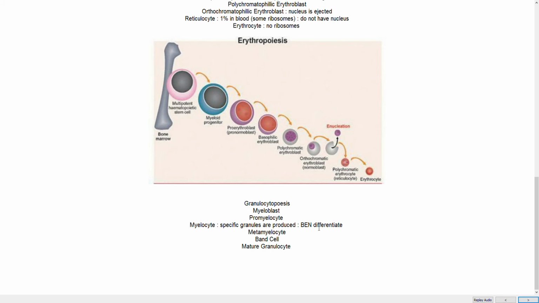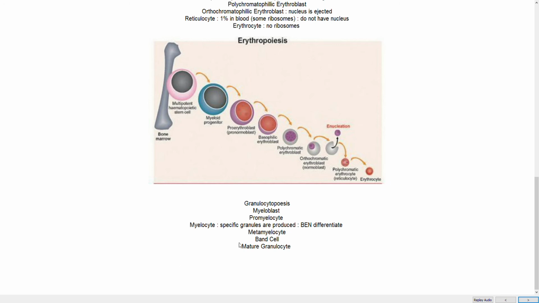Next, we're going to talk a bit about granulocytopoiesis. So this is how you form those white blood cells known as granulocytes. Basophils, eosinophils, neutrophils are all formed through these steps, and I'm just going to outline them very quickly. So you have a myeloblast, promyelocyte, myelocyte, metamyelocyte, band cell, and then mature granulocyte.